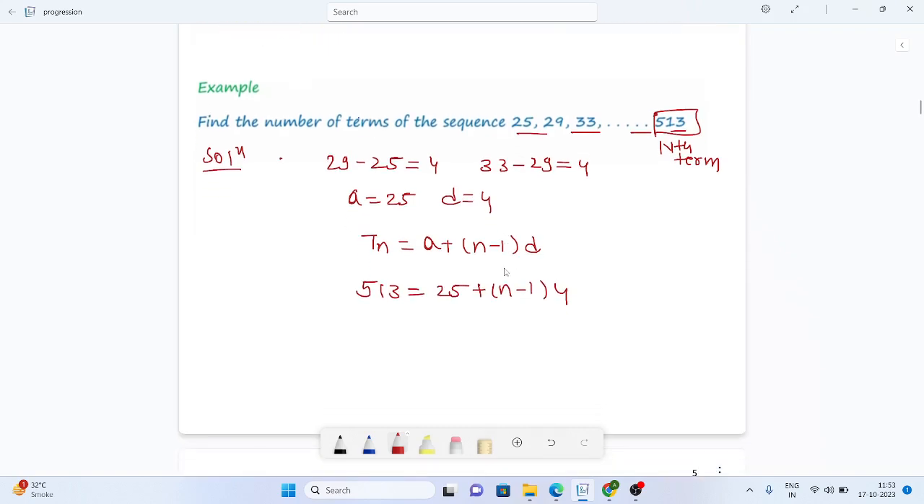So when you calculate this, when I solve this, I get 21 plus 4n, or I get 4n equal to 492. From here you get n equal to 123. So this sequence consists of 123 terms. Did you get this question? Okay, so note this down and let me know when you are done.